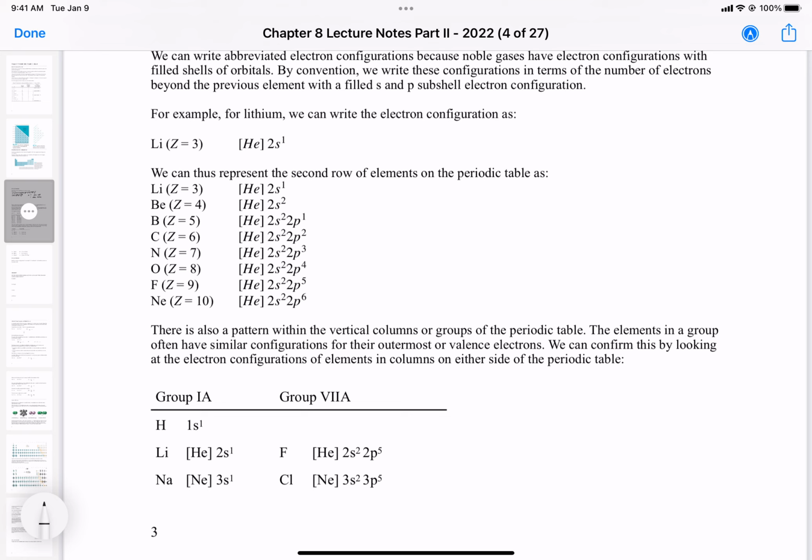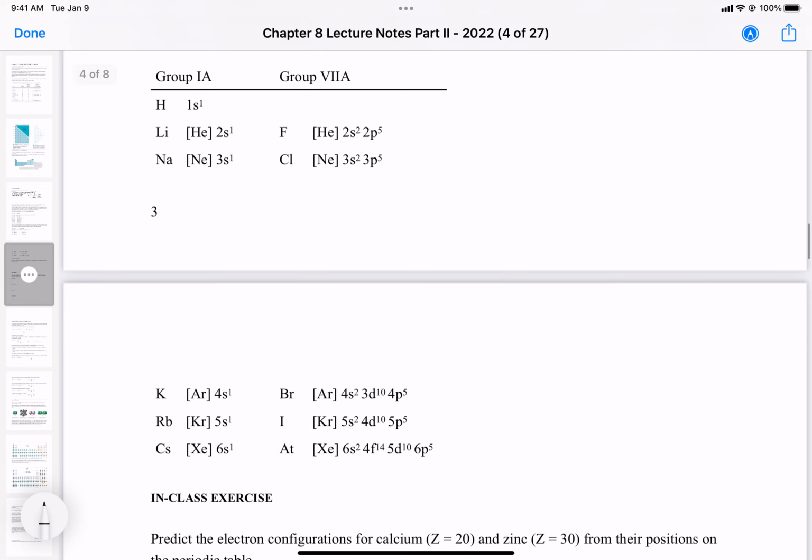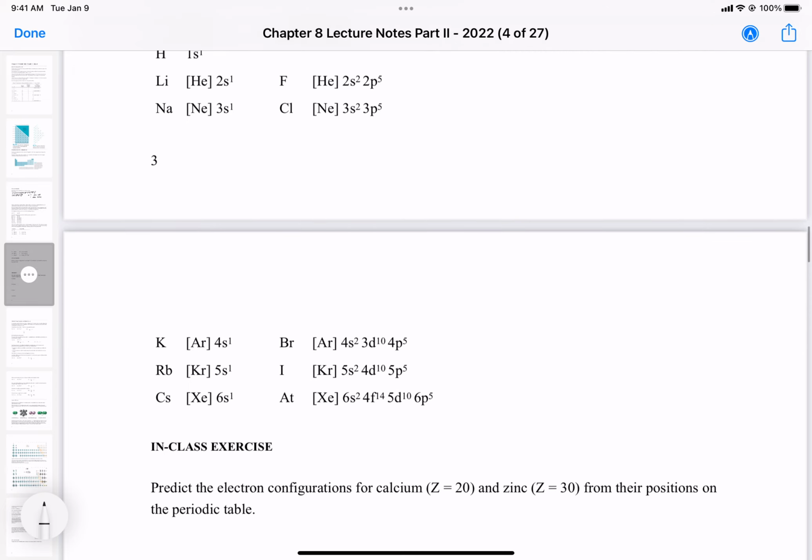So there's a neat pattern with how they're arranged in groups. They have the same outermost valence electron configuration. So it'll be 2s2, 2p5 for fluorine, and then one period down, 3s2, 3p5. There's a pattern to these arrangements. And then you see potassium also s1, rubidium s1, cesium s1. Bromine has still the s2p5, s2p5 for iodine, s2p5 for astatine, I think.